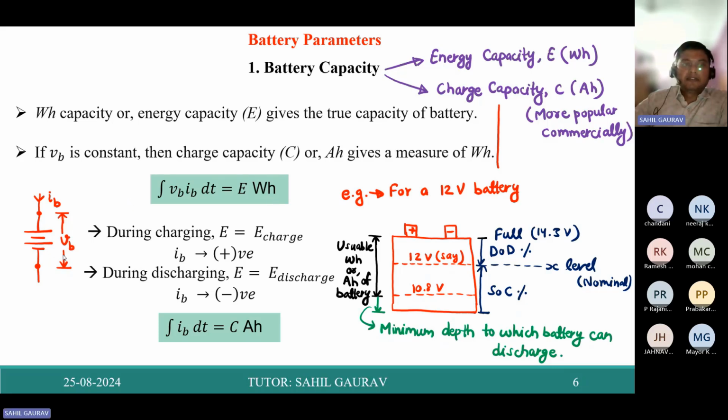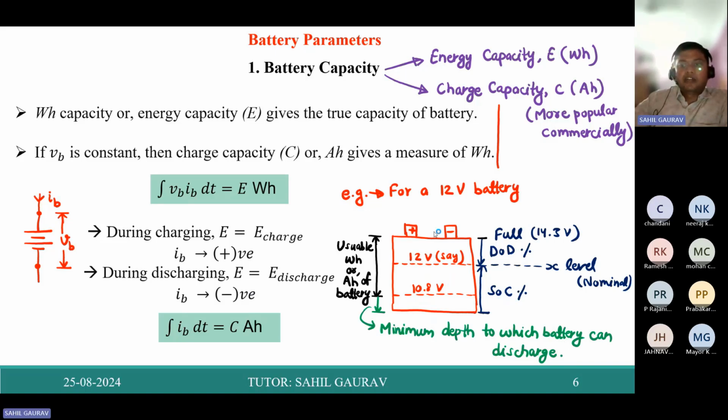If we have voltage V across the battery and current I flowing through the battery, then if we integrate V times I, we get E in watt hours, that is, the energy capacity. During charge, this is denoted E charge, and in this case I is positive. During discharging, I will be negative, and this energy will be written as E discharge. If V is constant, then the charge capacity is the integration of the battery current I, which gives the charge capacity or ampere hour capacity.